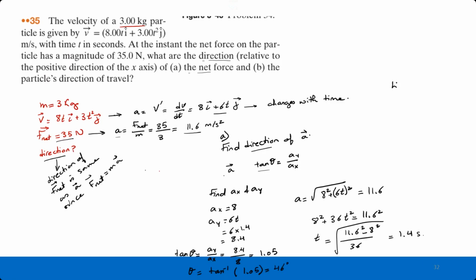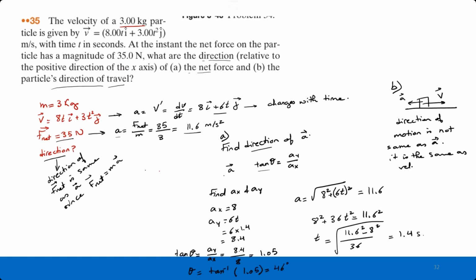Now in part B, we want the direction of the particle's travel. When I want the direction of motion, it's not necessarily the same as F net, by the way, which is a bit tricky. An object can be moving to the right, and there is an acceleration opposite to it, right? So direction of motion is not the same as the acceleration. Rather, it is the same as the velocity. The object always moves along the direction of the velocity. So I'll simply find the direction of the velocity.